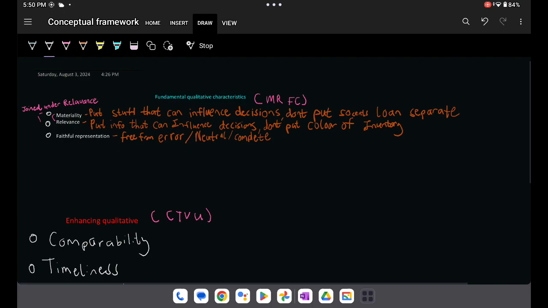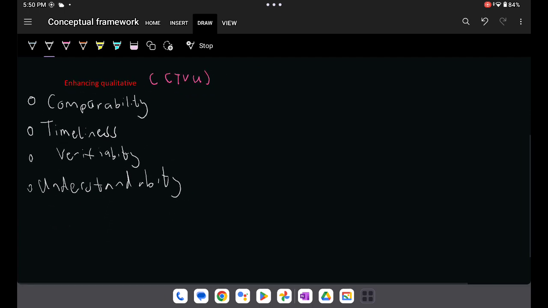So now we go on to something called enhancing qualitative characteristics. Now, the word enhancing means it's important because it's a major qualitative characteristic. There are four of these: comparability, timeliness, verifiability, and understandability. Now, you may ask what this means. Comparability means your financial statements can be compared.